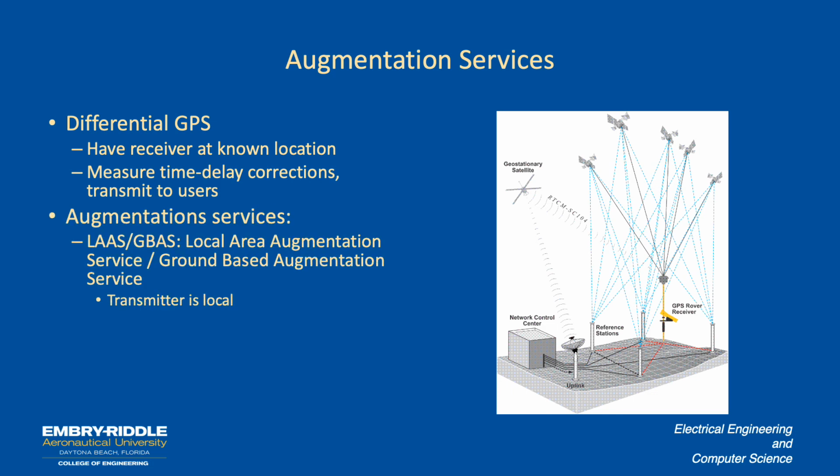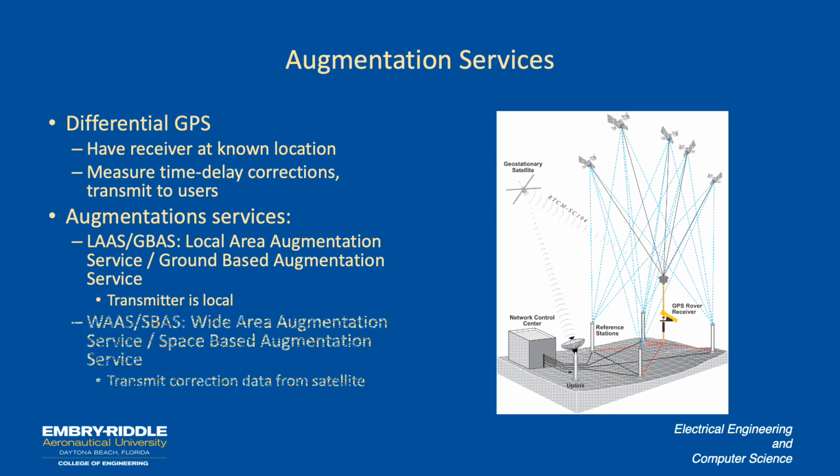There are also ground-based augmentation services. In a ground-based system, instead of uplinking the data to a geostationary satellite and then sending it back to users over a separate channel, you would have a local transmitter near your airport. With the augmentation services, particularly locally based augmentation services, you can get down to meter precision or less, and you can then enable Category 2 and Category 3 instrument landings.